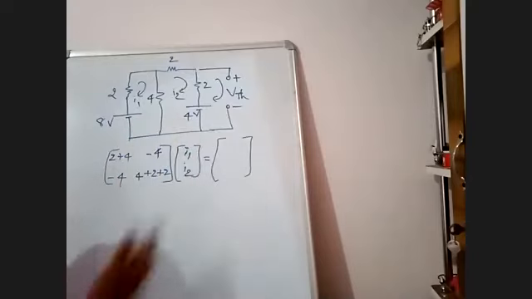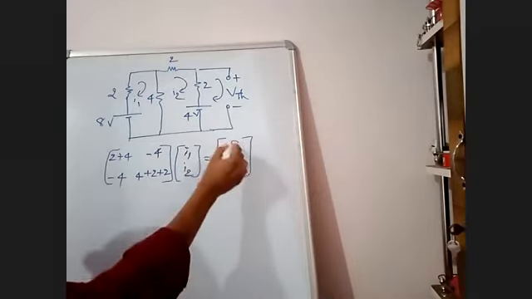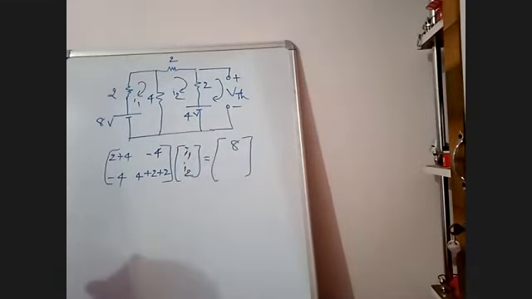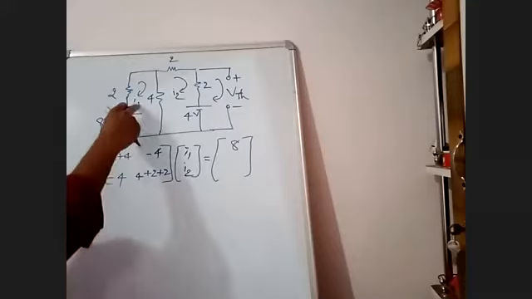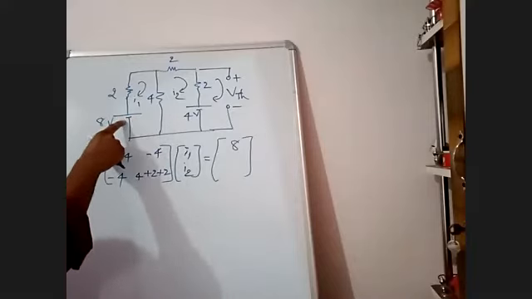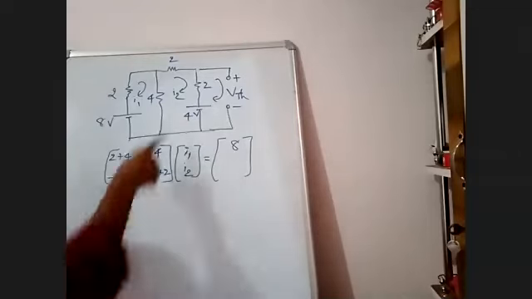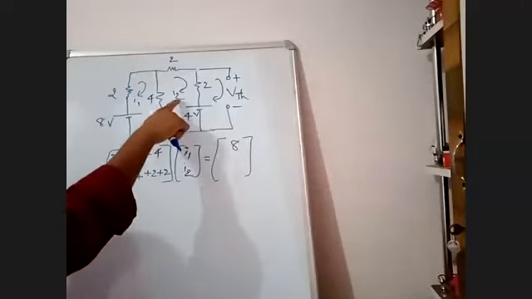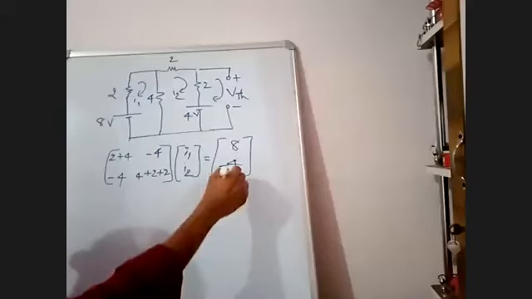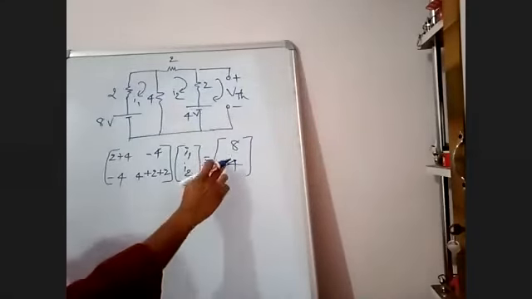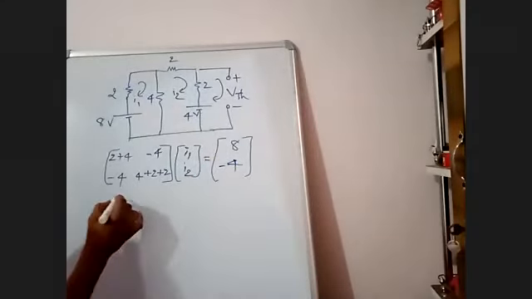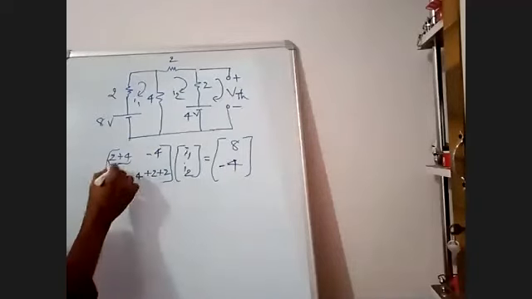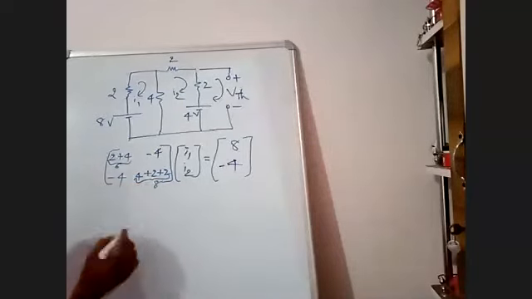What is the voltage in the first loop? 8. Plus or minus? Plus, because I1 in the first loop is flowing from minus to plus. Minus to plus means plus. Now what is the second? Minus 4. I2 is flowing from plus to minus, so minus 4. Now this value is 6 and this value is 8.